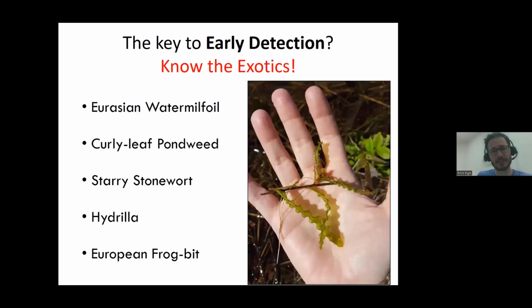So that gets us starting into not the protocol, but the background to the protocol. The key to early detection is to know your invasive species. If you don't know what you're looking for, it's impossible to detect something. And so the Exotic Aquatic Plant Watch focuses on 5 species: Eurasian water milfoil, curly-leaf pondweed, Starry Stonewort, Hydrilla, and European frogbit.